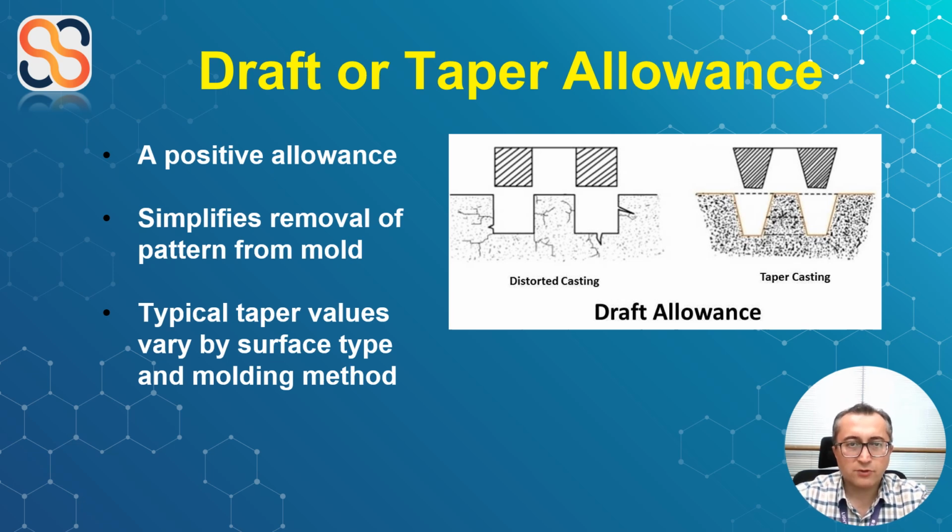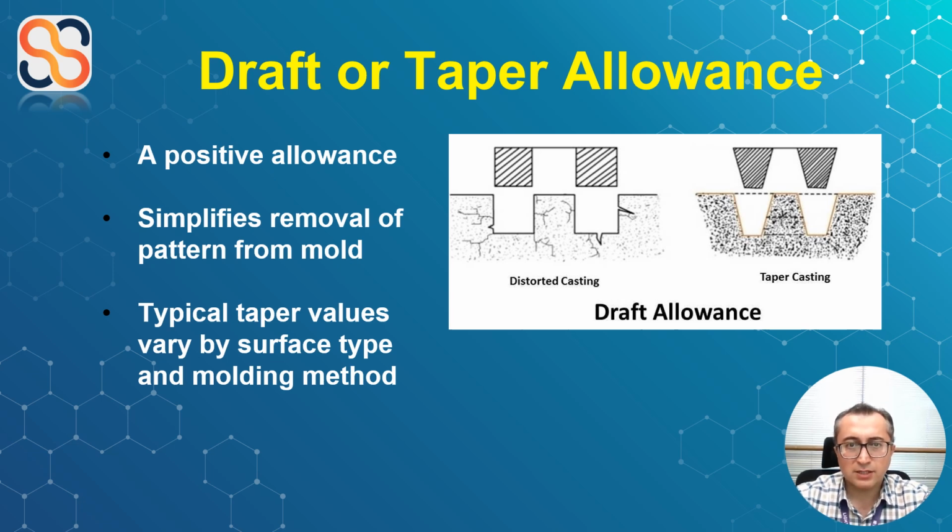Well, draft or taper allowance is an intentional adjustment applied to all vertical surfaces on a casting pattern. This allowance creates a slight angle, making it easier to pull the pattern out of the mold without damaging the mold walls. The usual taper for external surfaces is between 10 to 20 millimeters per meter, while smaller internal features like holes and recesses might need a steeper taper, around 60 millimeters per meter, to account for their tighter spaces.